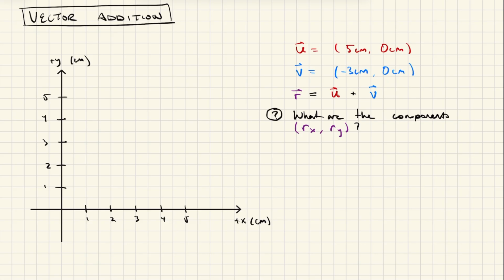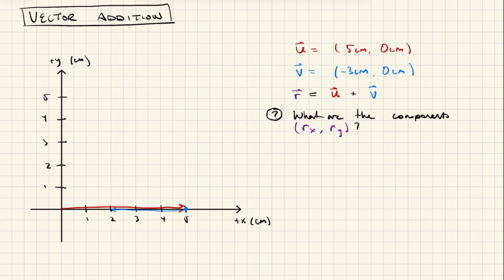And so what I'm going to do is first compute the sum graphically. Let's start by drawing vector u, because that's the first one in the sum. Vector u is going to look something like this. We know it extends 5 centimeters to the right because it has an x component of plus 5. Then if I want to add vector v to u, I need to start v where u ended. So that's going to be right here at the 5 centimeter mark. And this vector extends 3 centimeters in the negative x direction, in other words, to the left.